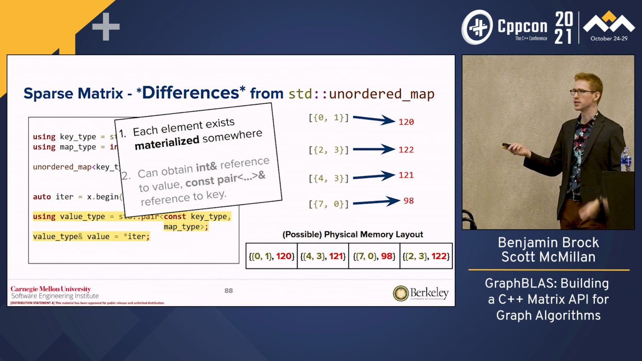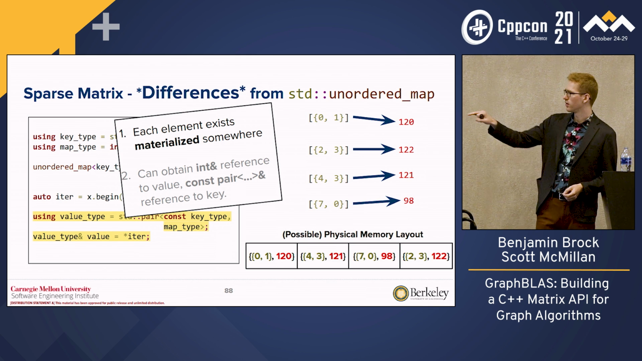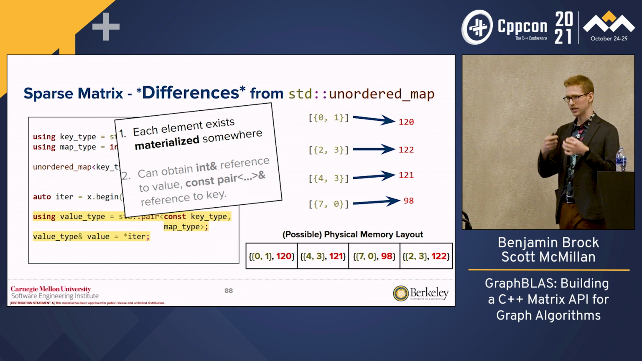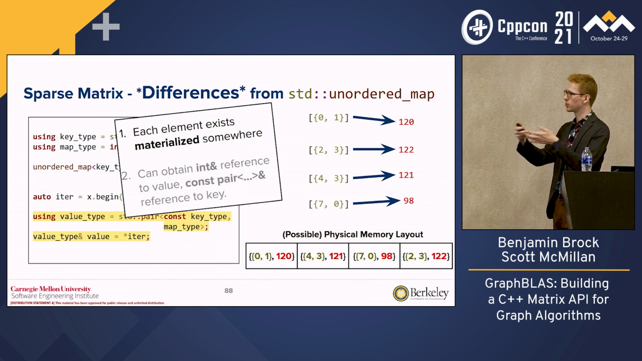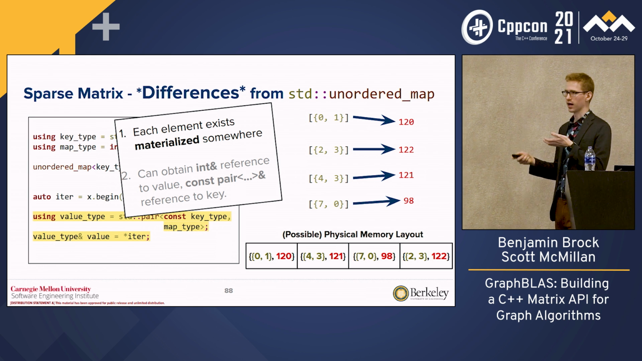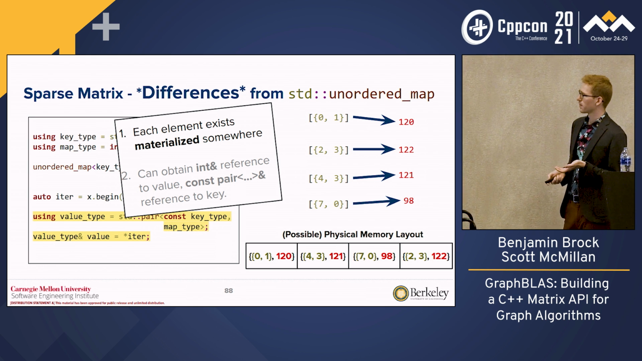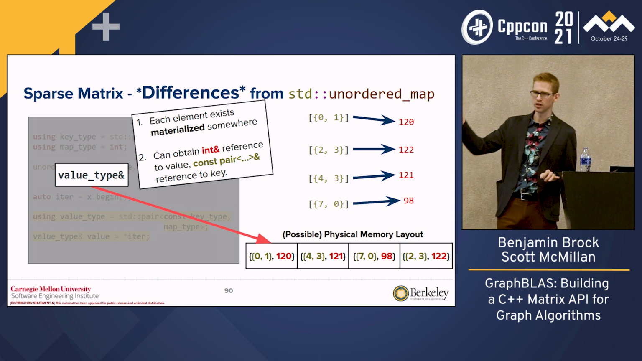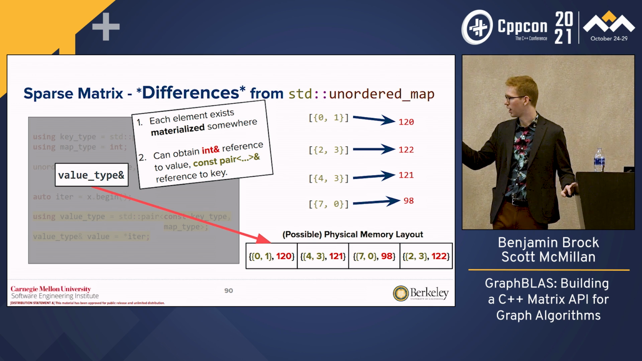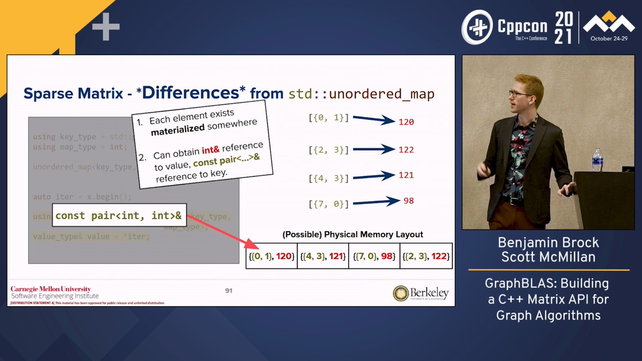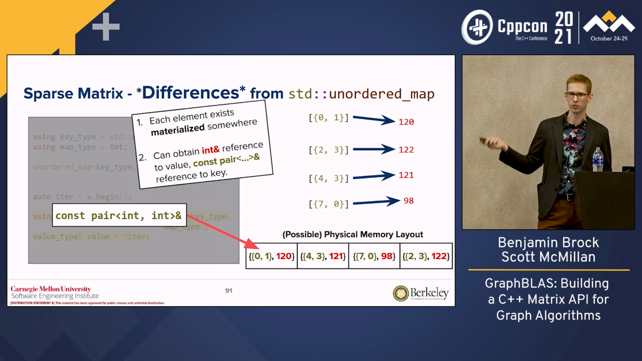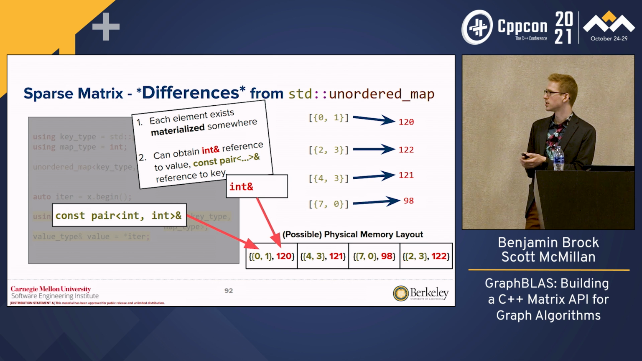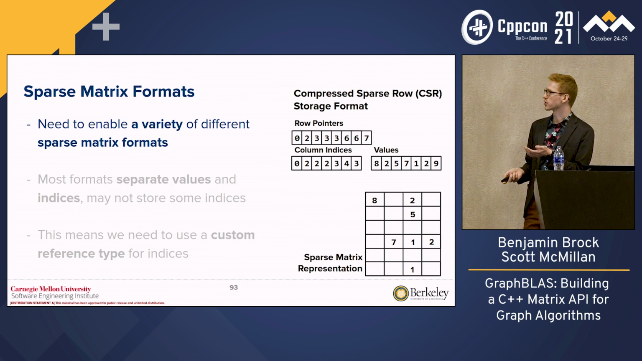And what this implies is that somewhere in memory, there is a physical memory layout where we have a pair of integers that are storing the indices, and then we have attached to that the actual stored value. So more precisely, we can say, oh, please give me a value type reference to this particular stored value. I can say, please give me the const pair reference that stores the indices, and I can also say, please give me an int reference to the stored value in the matrix.